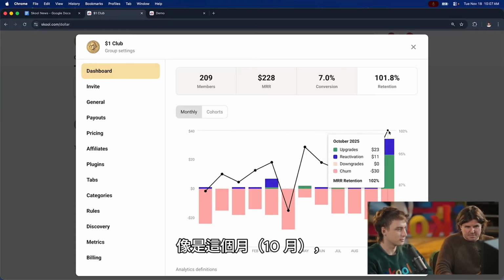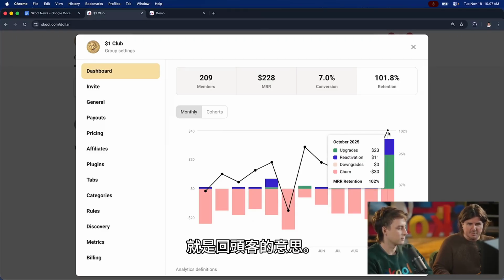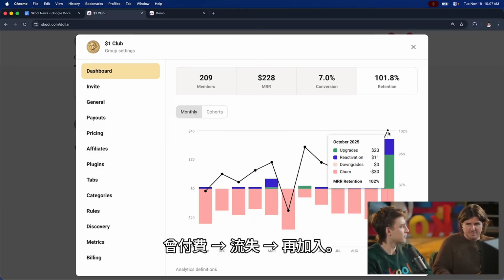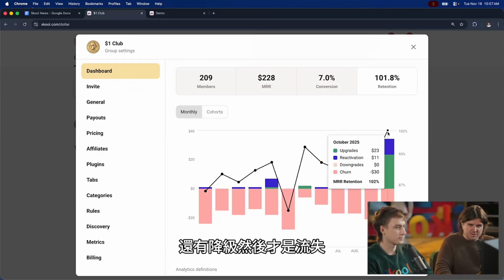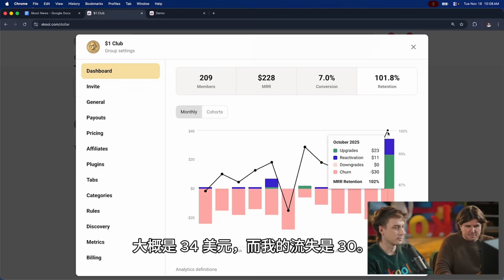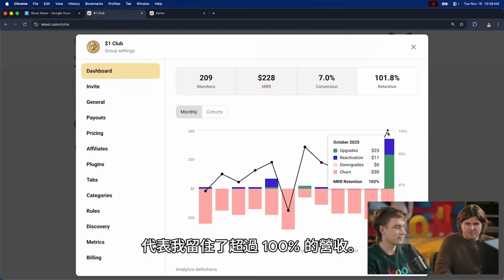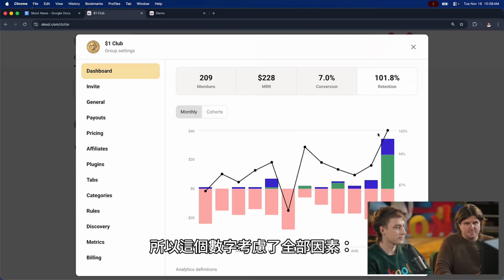So this month, last month in October, I had $23 of upgrades, $11 in reactivations. And a reactivation, by the way, is somebody who was a paying member, churned and left, and then came back and joined again, right? So reactivations, downgrades, and then churn. So you can see if you sum my upgrades and reactivations, that'll come to what, $34? And my churn was 30. So I'm retaining more than 100% of my revenue. Yes. Right? So this factors in all of that.